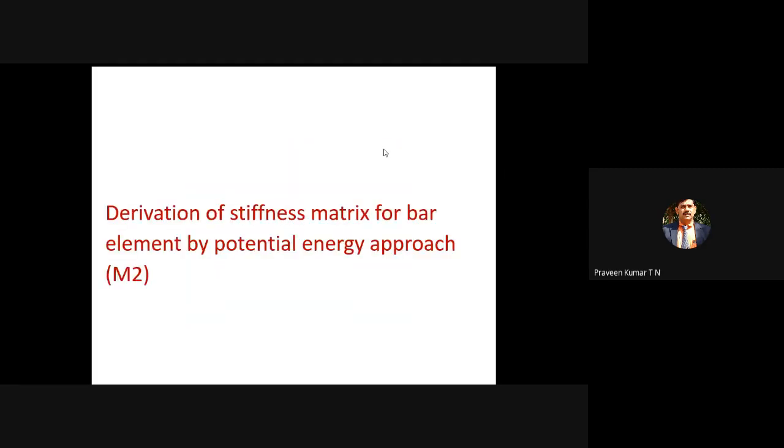Now we'll go for the derivation of the stiffness matrix for the bar element. That's the potential energy approach. This potential energy approach is important for heat transfer analysis also, and for module 5 as well, where you derive the mass matrices by the potential energy approach.